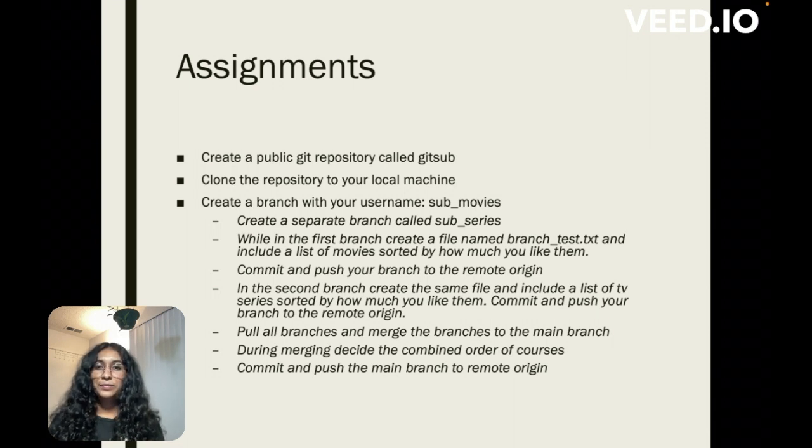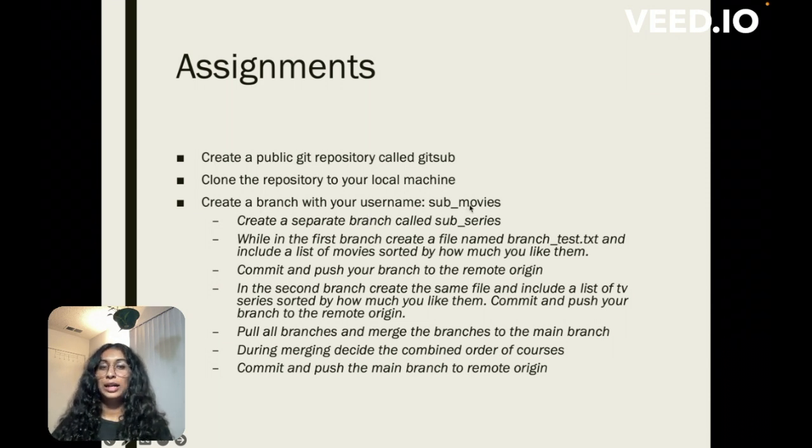I would like you to do an exercise. If you do it by yourself, I think you can understand things better. So this is one cool exercise you can go ahead and do. You can pause this and start working on your own exercise over here. First, create your public git repository called gitsub. You can name it anything you want. Then clone that repo to your local machine. Then create a branch with your username.